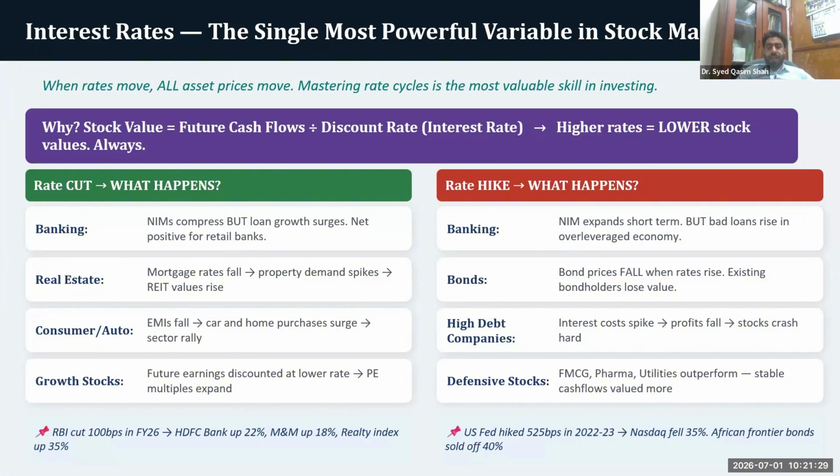In the consumer and auto market, EMIs, their prices and home prices will surge and the sector basically increases. Growth of the stock: the future earnings are discounted at low rates, so the PE multiple expands. It means all these indicators, whether that is the banking sector, the real estate sector, or the consumer or auto sector, are directly linked with stock growth.